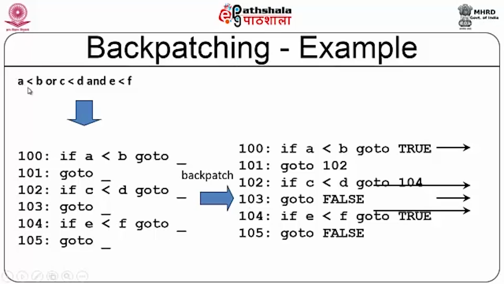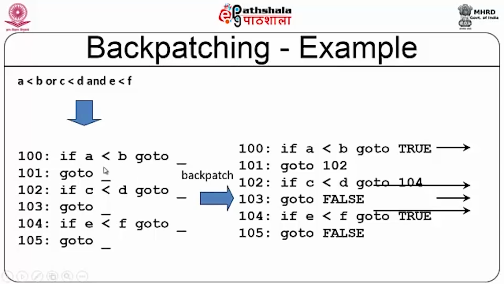But if A less than B is false, here what do we say is I have to go to line number 102, that is what we already said. So, this 102 will be filled only in the subsequent pass, where the false list of the complete expression is going to line number 102.